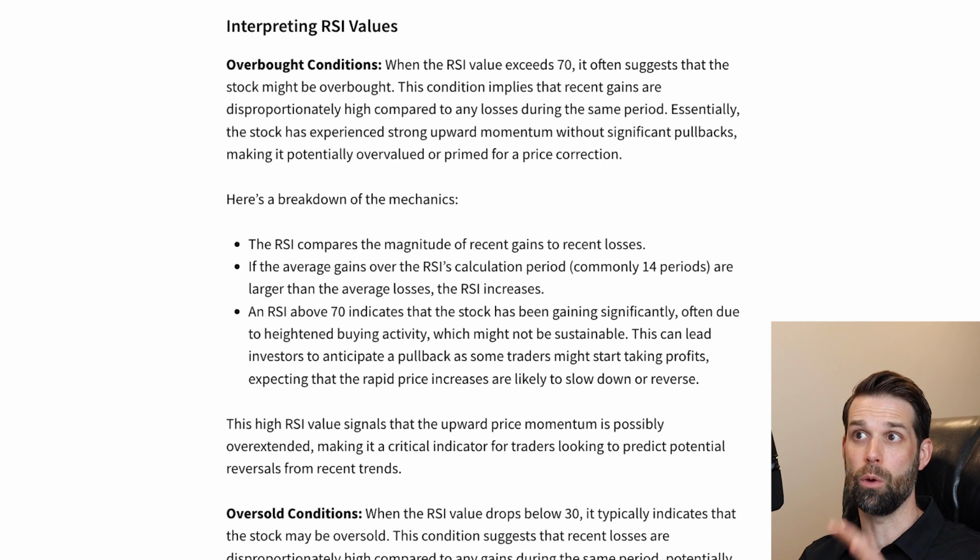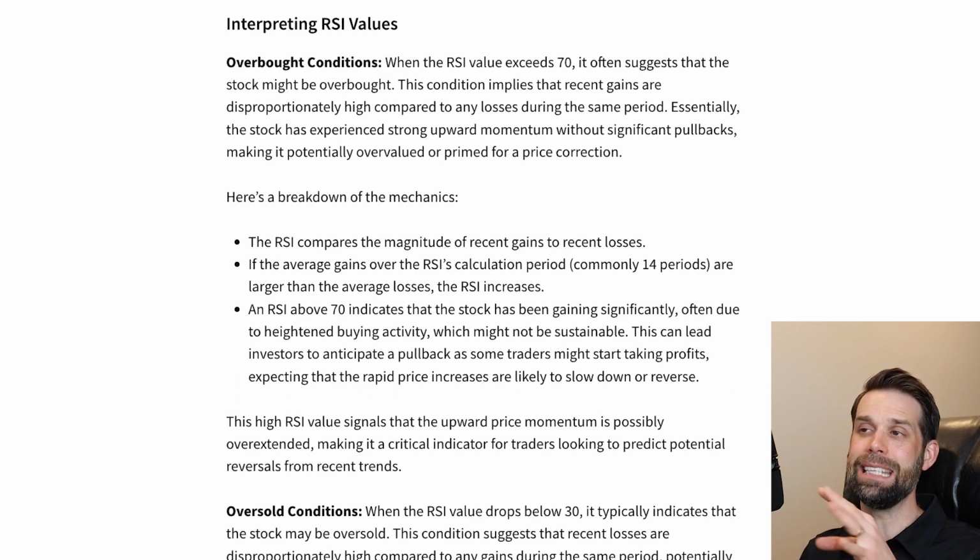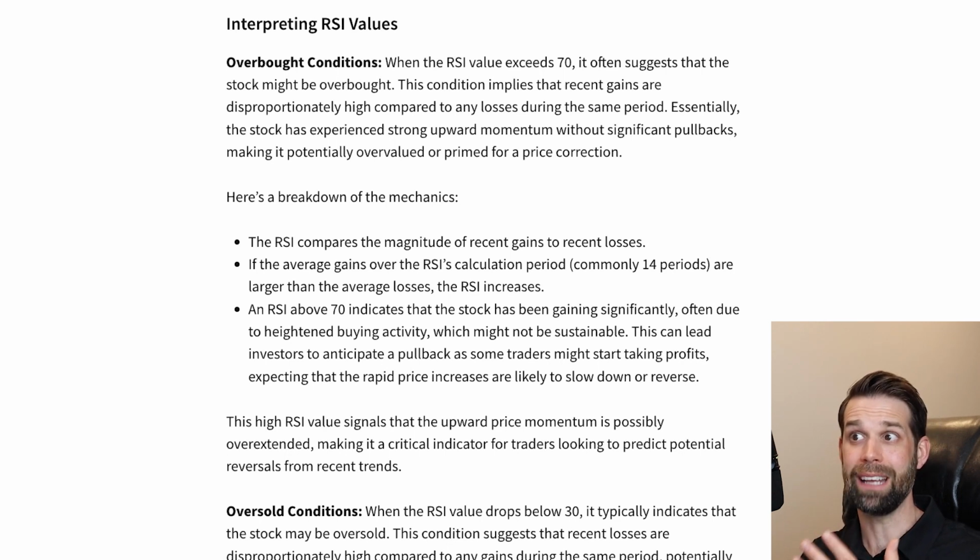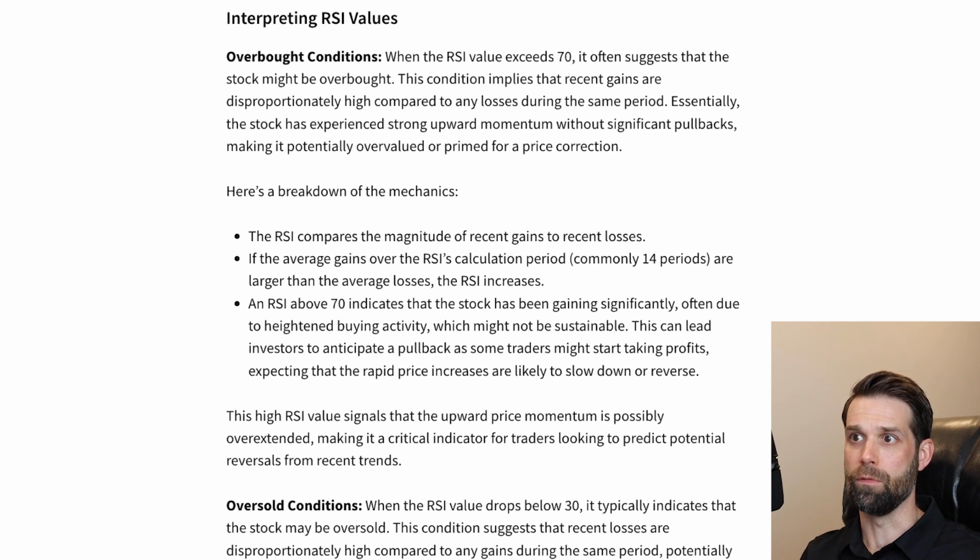So that is what this range and this index value is supposed to mean. Again, the RSI compares the magnitude of recent gains to recent losses, and something above 70 indicates that the stock has been gaining significantly, often due to heightened buying activity, which might not be sustainable. This could lead investors to anticipate a pullback, as some traders might be taking profits or expecting the rapid price increase to slow down or reverse.